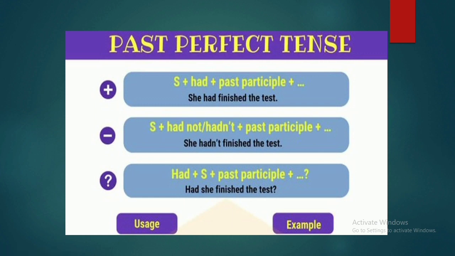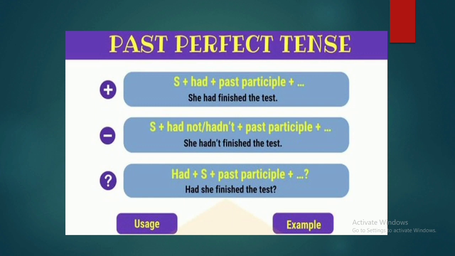Past perfect tense. Perfect means verb to have. Listen guys, we said continuous means verb to be. So when I say any continuous tense, we must have verb to be in the form. But when I'm saying any perfect tense, we must have verb to have in the form. So continuous means verb to be, perfect means verb to have. Please pay attention. Continuous means verb to be, perfect means verb to have.